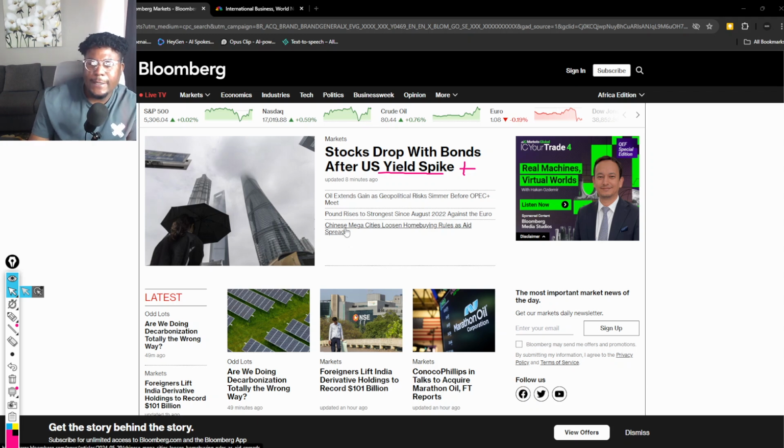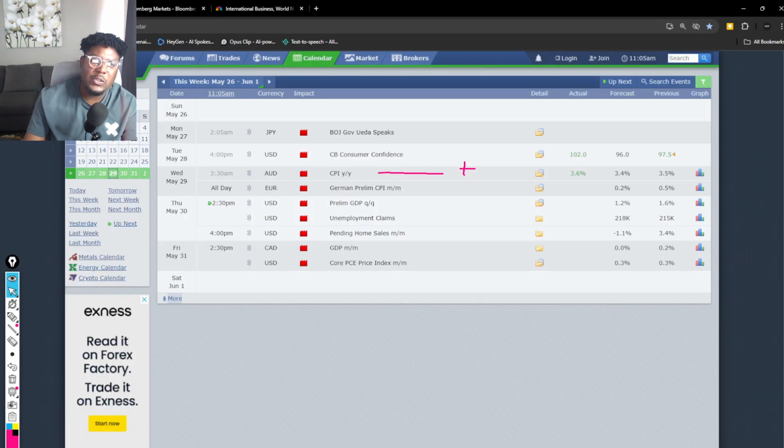So another one is, let's see, strongest since August. Pound rises to strongest. Okay, GBP is going up. Maybe something's happening. But if I still remember, I think I saw CPI from GBP going up. Maybe that is also the reason.